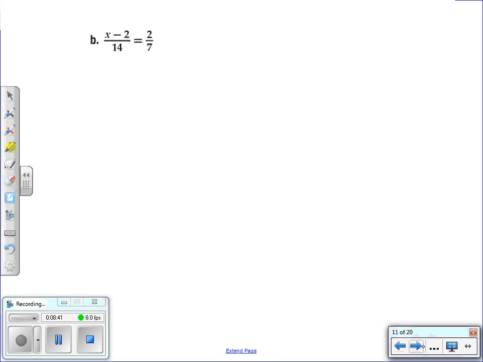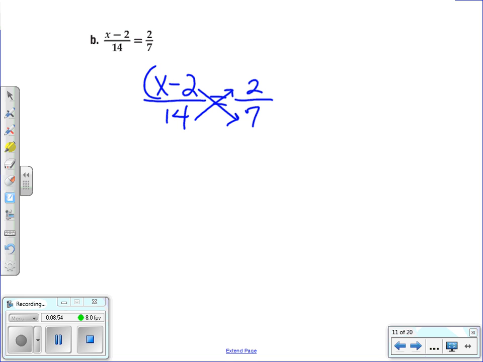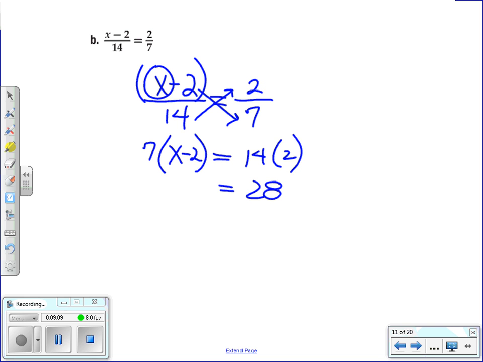But sometimes it gets a little more complicated, and you want to know how to set the problem up when it's a little bit more complicated. So here we have a little more complicated problem. We're going to do cross products to solve for x. So we have 7 times the whole phrase, x minus 2. We're going to have to distribute that. And then we'll multiply 14 times 2. Well, 14 times 2 we know is 28. And 7 times x minus 2 is 7x minus 7 times 2, which is a negative 14.